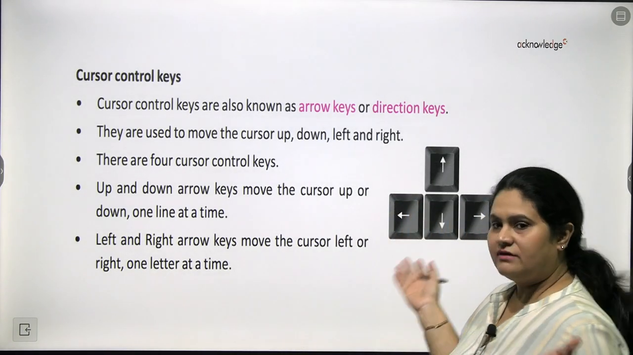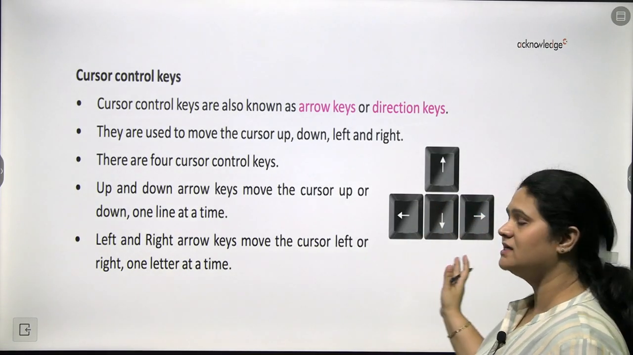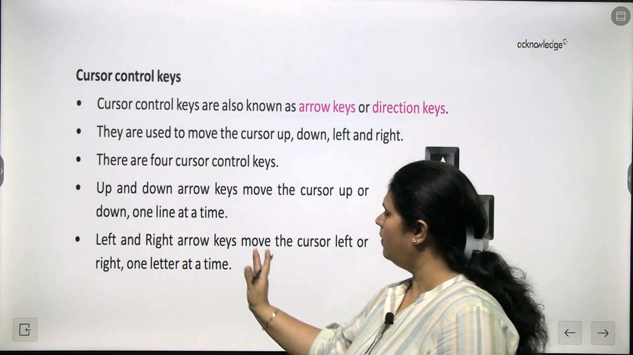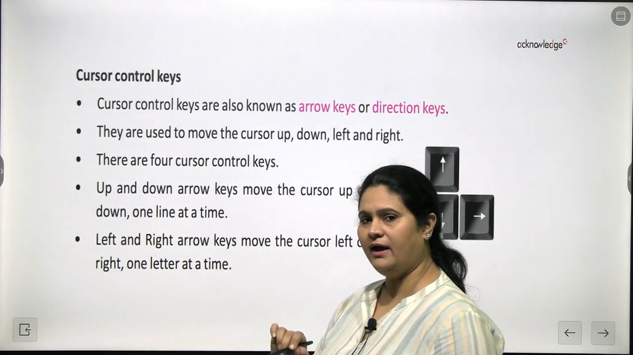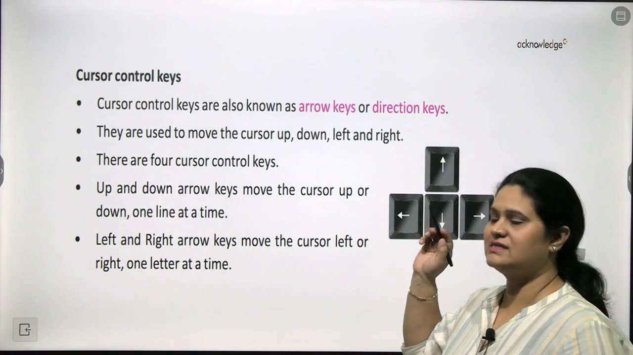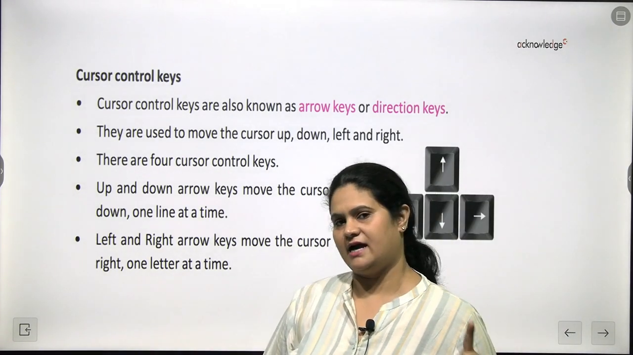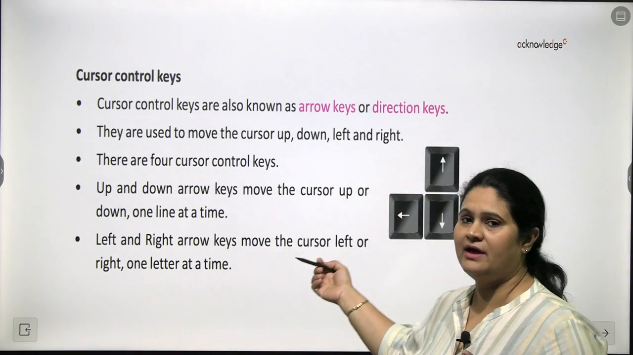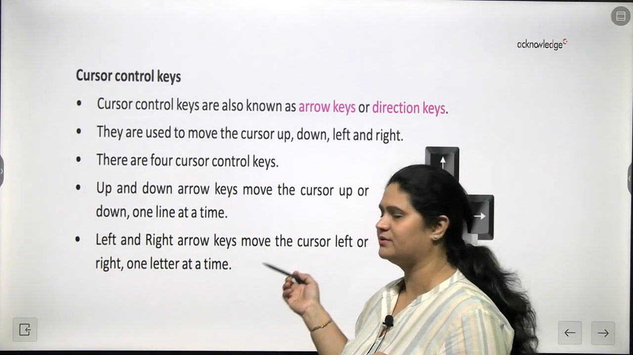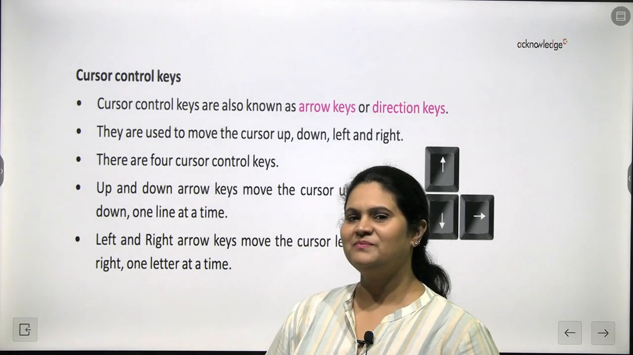So, when you press the left arrow key, it will move your cursor one letter at a time. Right? It will start moving the cursor one letter at a time like this. Okay? And if you press the right arrow key, your cursor will start moving to the right again one letter at a time. Right? The up and down arrow keys move one line at a time and left and right arrow keys move one letter at a time. Remember this, children, will you? Good.